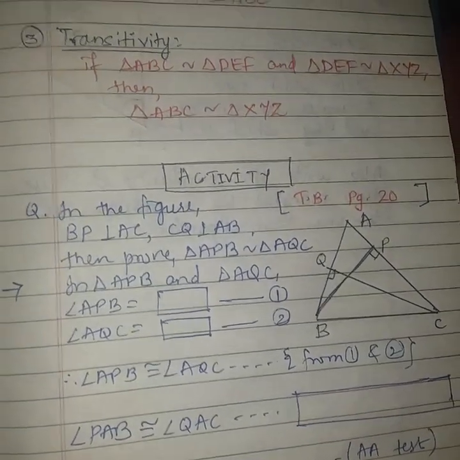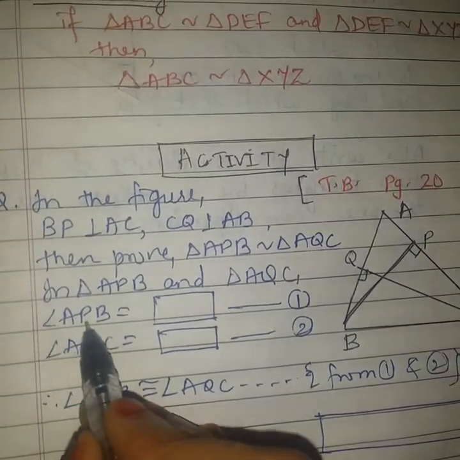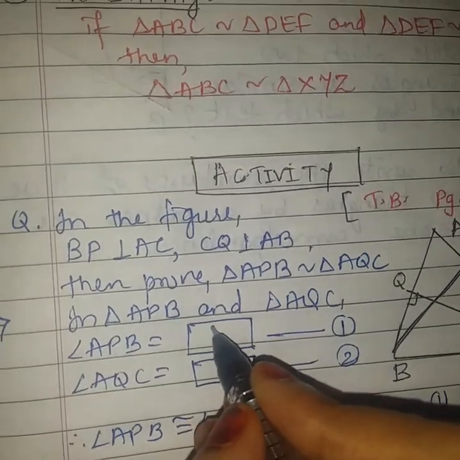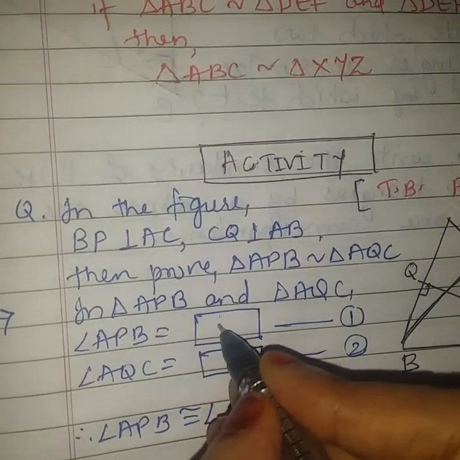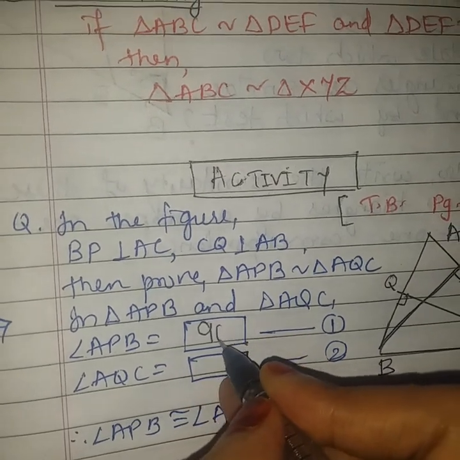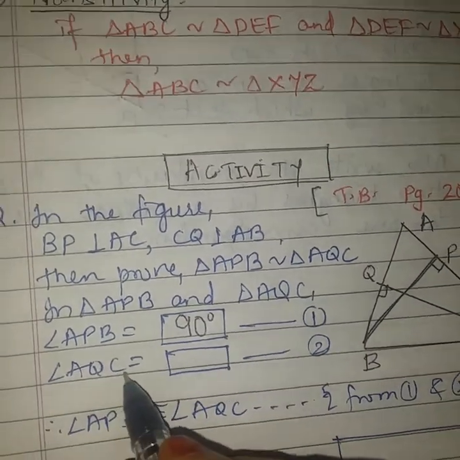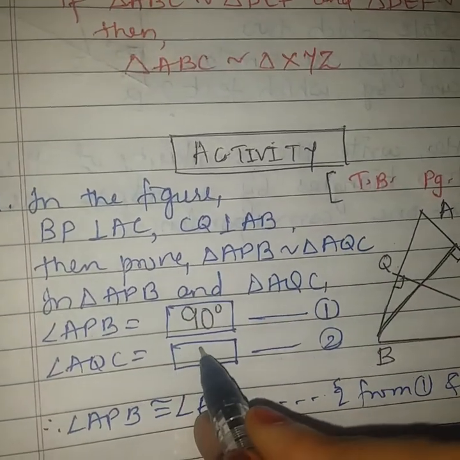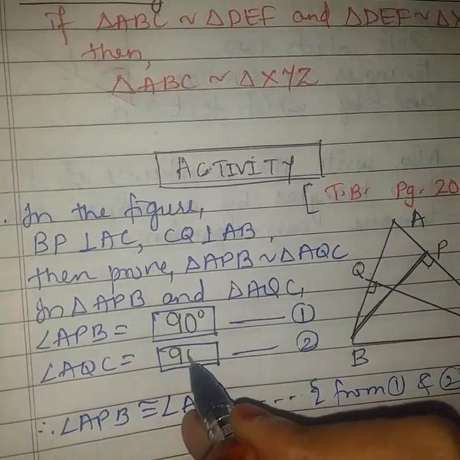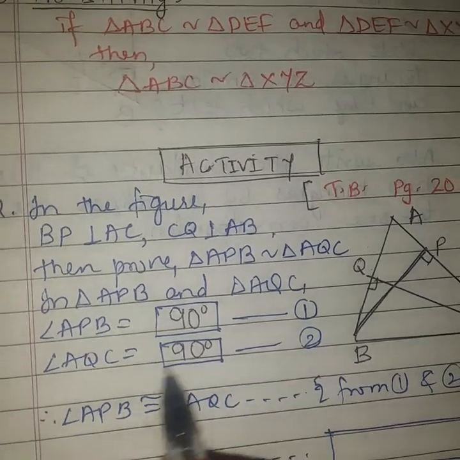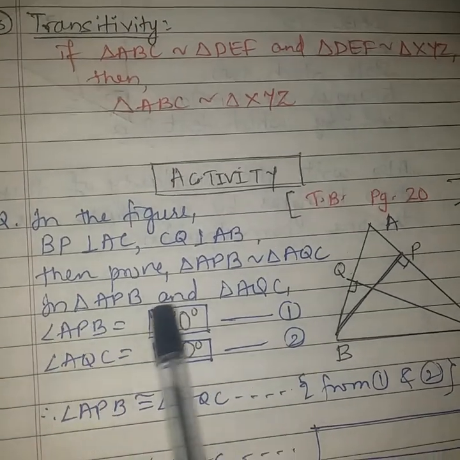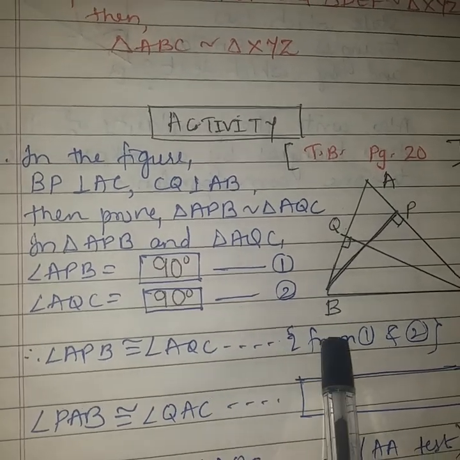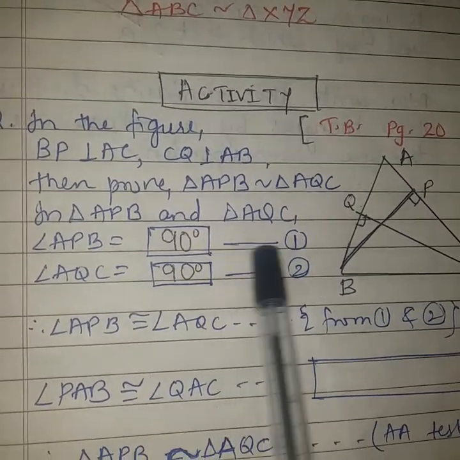So let us try to write it over here. Let us fill this activity. So we'll have angle APB is equal to 90 degrees, right? So here we'll write 90 degrees. Similarly, angle AQC is also a right angle, so we'll write 90 degrees over here also. So from equations 1 and 2, we can see that angle APB is congruent to angle AQC, since both are right angles.